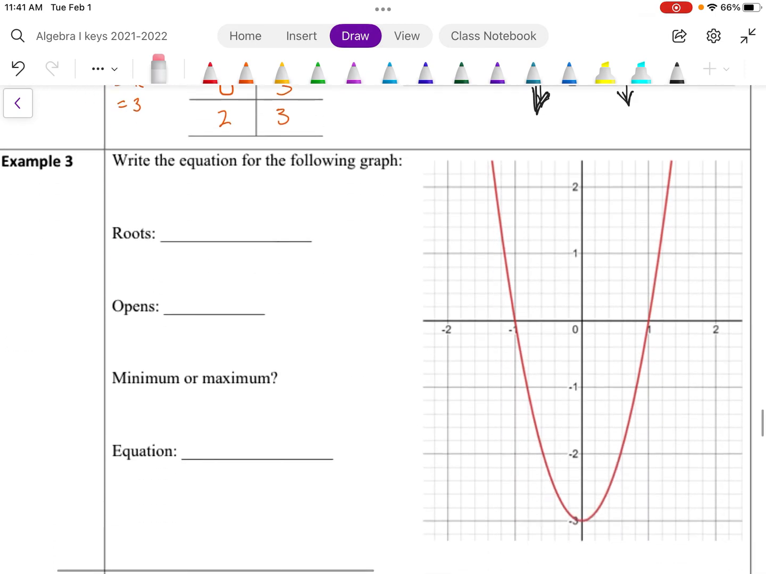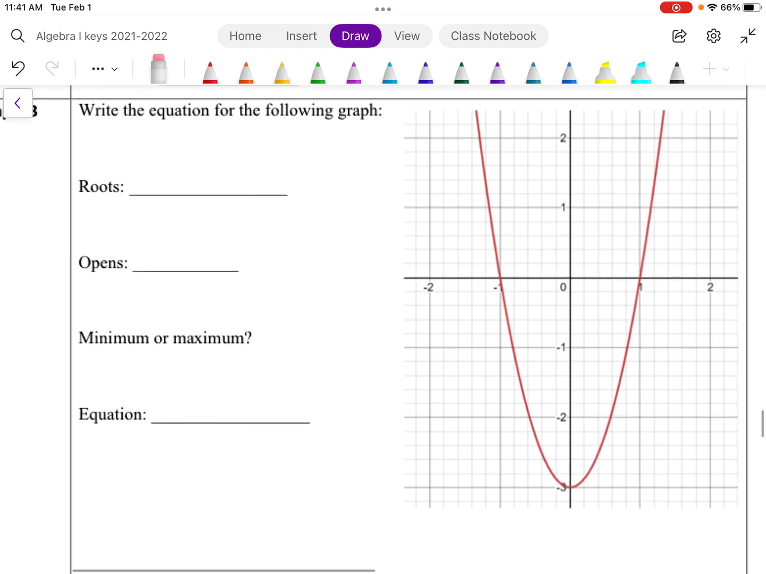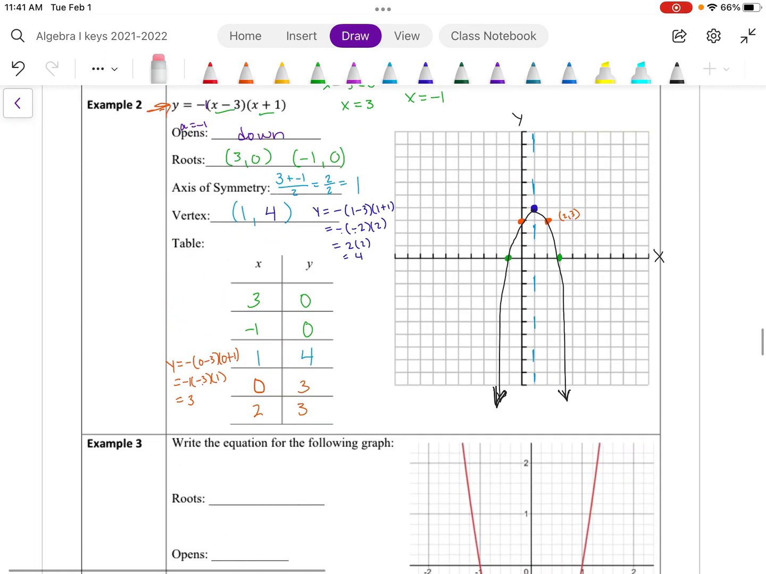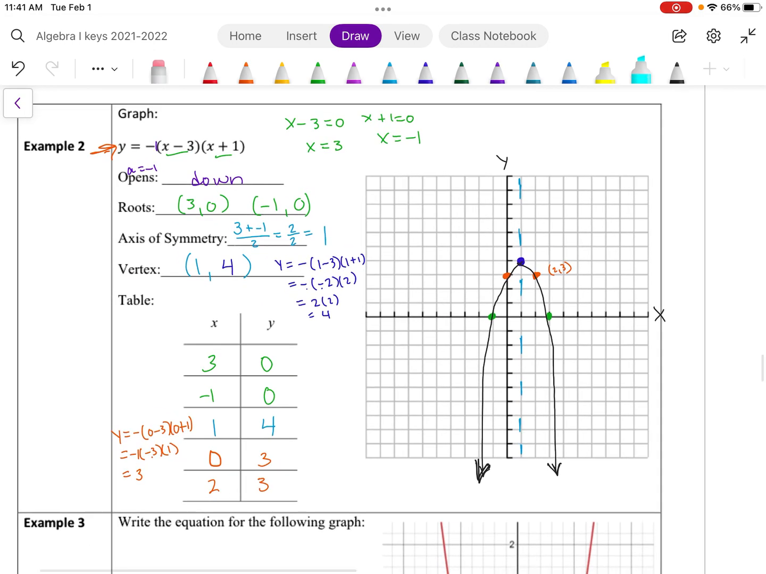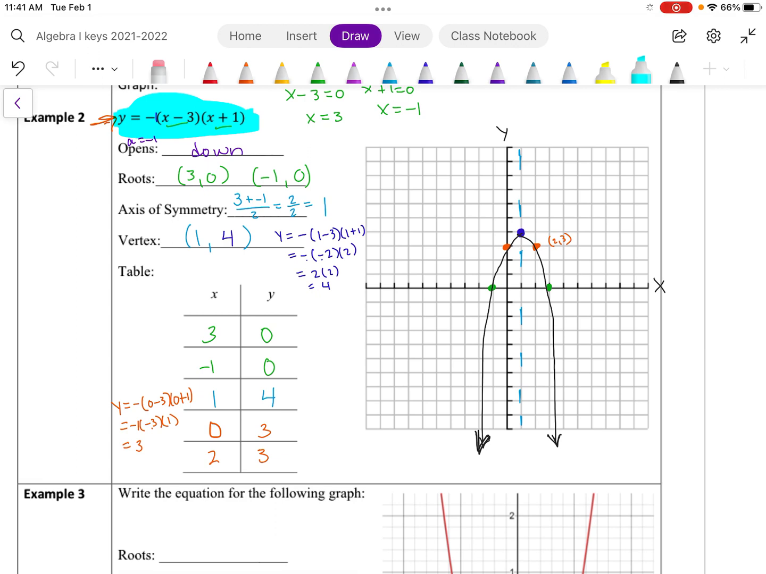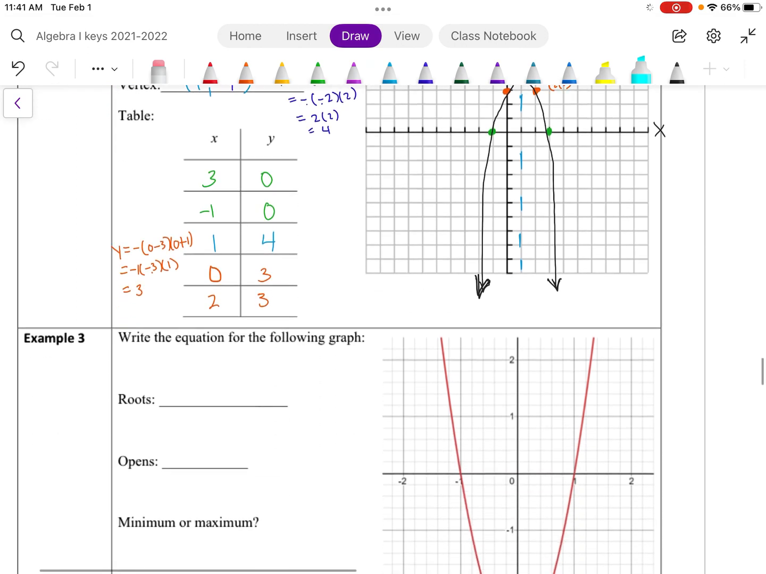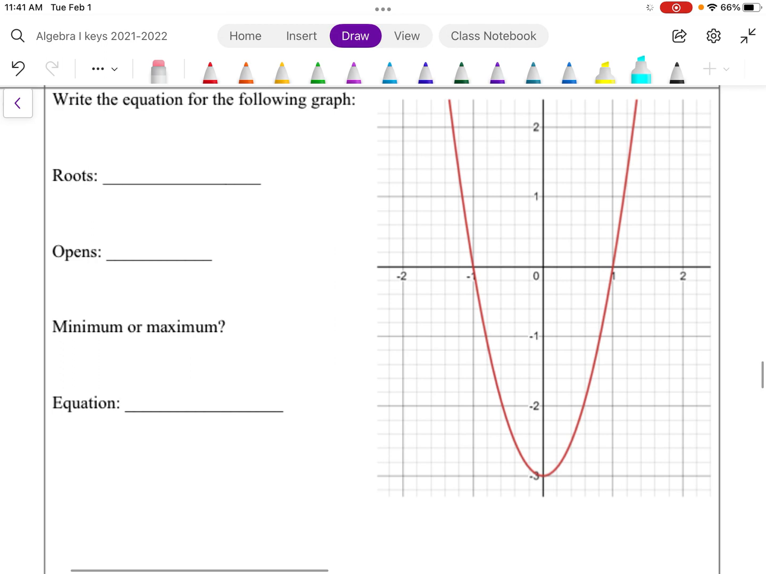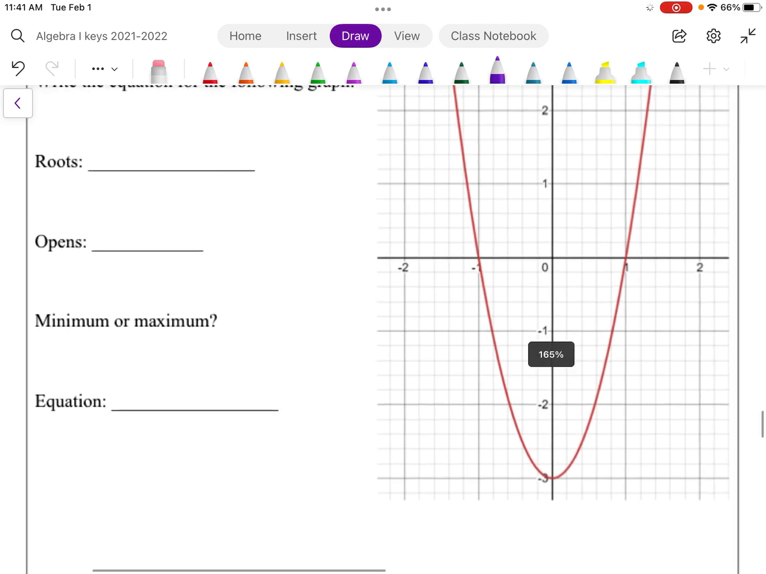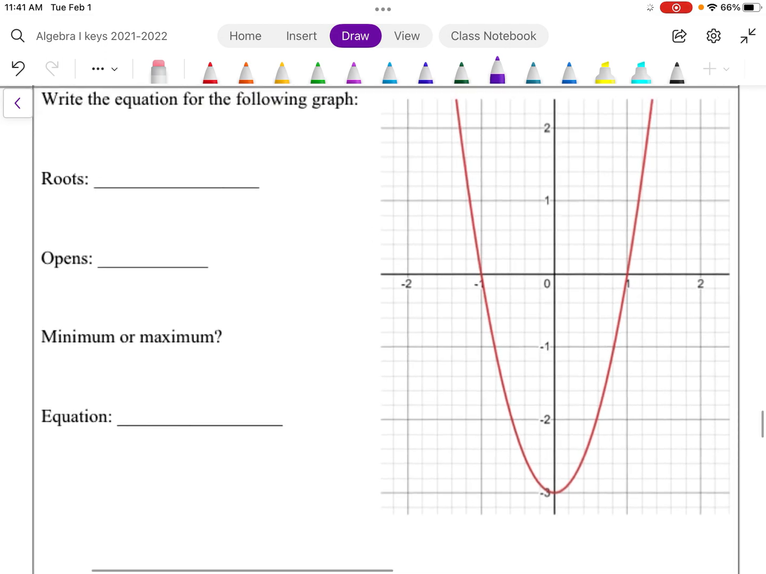All right, next example. We also talked about how to have a graph and write the equation. So instead of having an equation in factored form and graphing it, we're going to go backwards. We have this graph, and our goal is to end up with an equation that looks like this, y equals a times (x minus p) times (x minus q). So the first thing we want to do is find our roots, find our p and our q.